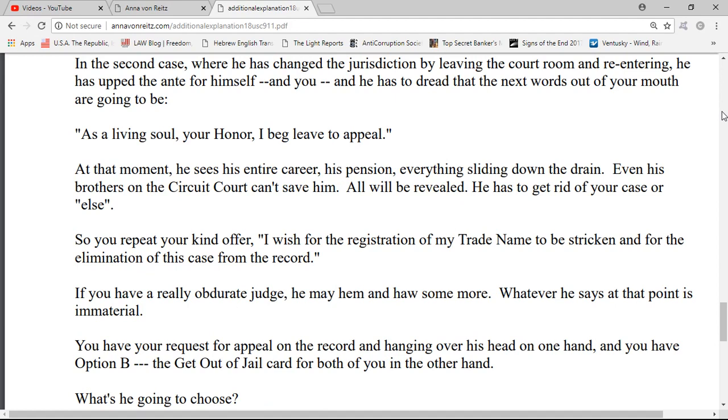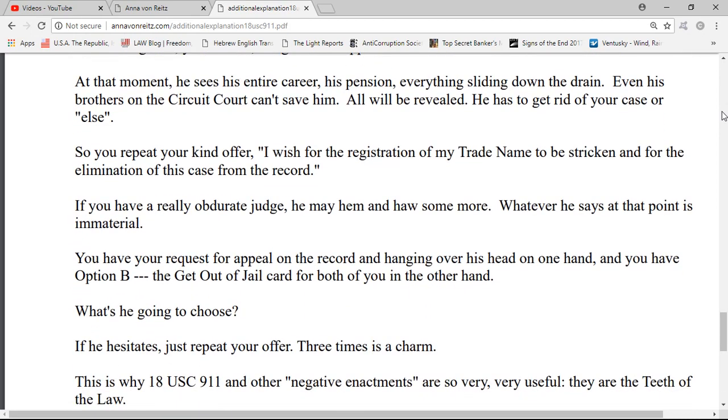In the second case, where he has changed the jurisdiction by leaving the court and re-entering, he has upped the ante for himself and you, and he has to dread that the next words out of your mouth are going to be, "As a living soul, Your Honor, I beg leave to appeal." And at that moment, he sees his entire career, his pension, everything sliding down the drain. Even his brothers on the circuit court can't save him. All will be revealed. He has to get rid of your case or else.